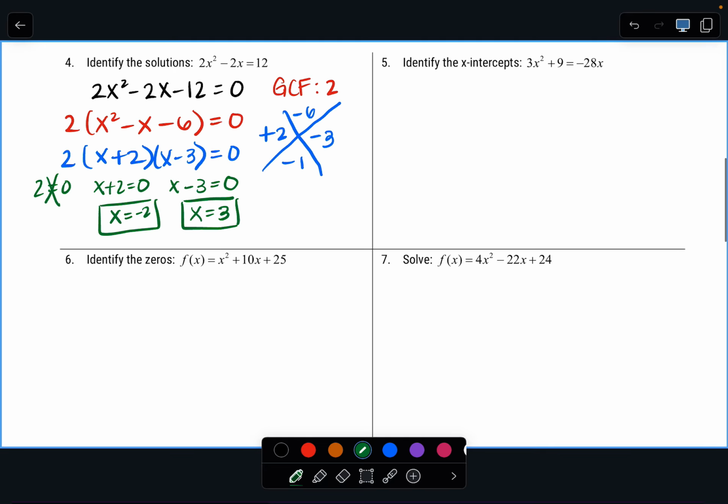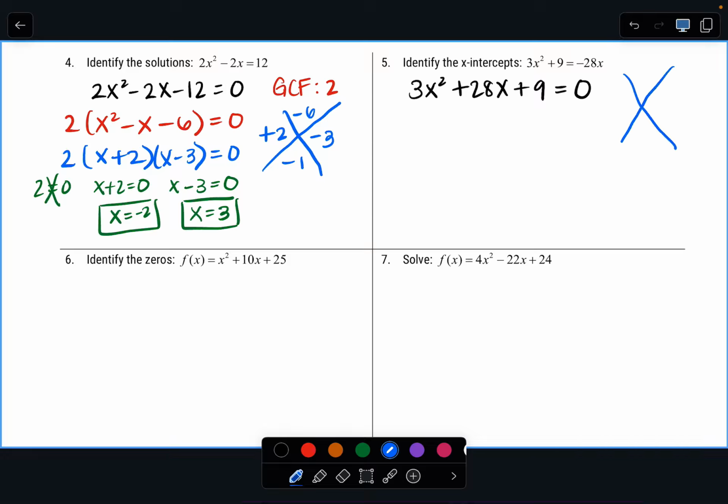Okay, let's try it again. For number 5, I'm going to do something similar. I'm going to move that 28x over. So 3x squared plus 28x plus 9 equals 0. Now, do I have a greatest common factor? 3. Can I divide 28 by 3? No. Okay, so in this case, I don't have a greatest common factor.